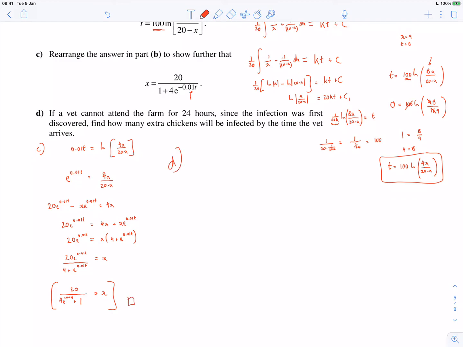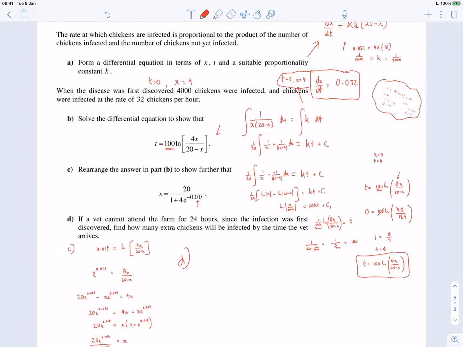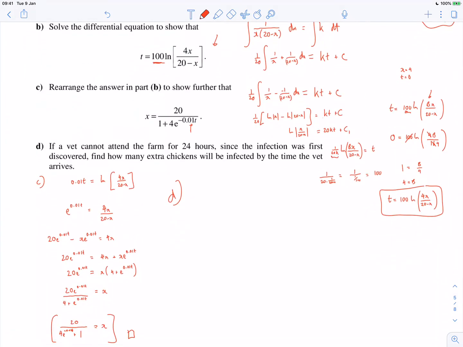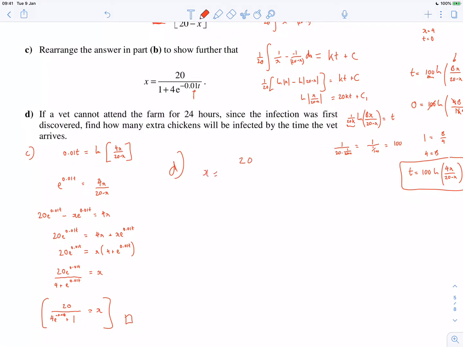Part D. If a vet cannot attend the farm for 24 hours since the infection was first discovered, find how many extra chickens will be infected by the time the vet arrives. Okay, so t is in hours, right? And t is 24. So x equals 20 over 1 plus 4 e to the minus 0.01 times 24. Okay, that's just a calculator job. So 20 over 1 plus 4 times e to the minus 0.01 times 24. So x will be 4.8333 and so on.